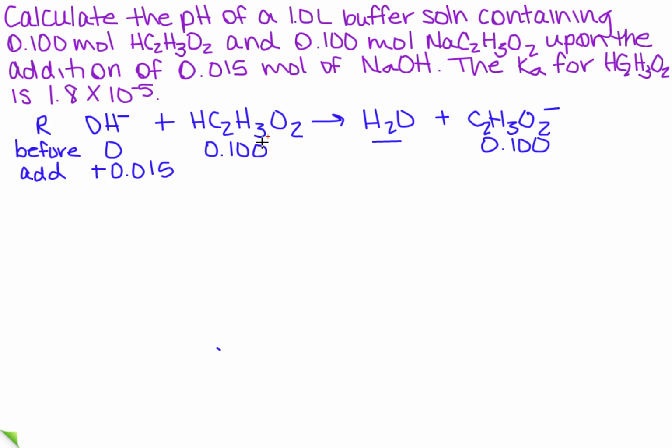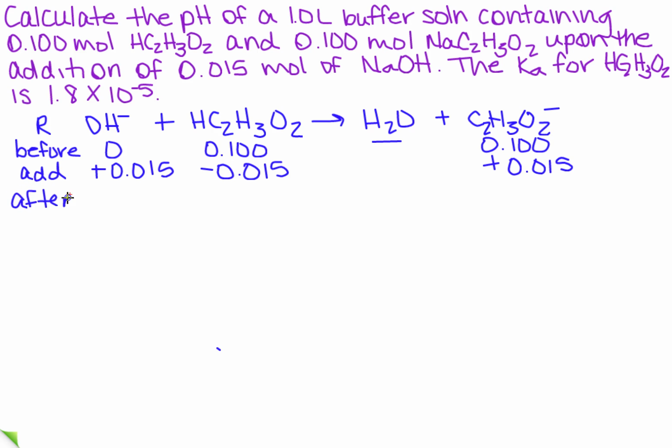Now, if I add that to the solution, what do I have to do to the acid? Well, that means I'm going to have to take it away. So I'm going to do a minus 0.015. And then over here on the products, I'm going to have to add it. So it's the same principle that we use with the x's. It's just that we're looking at actual numbers for this part.